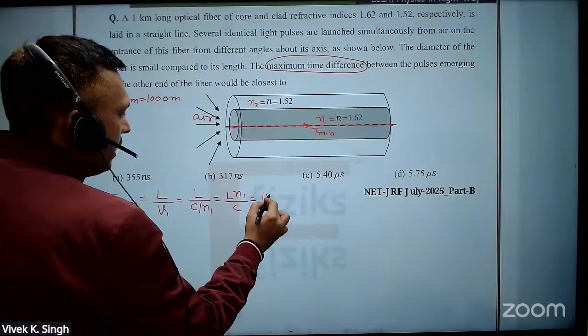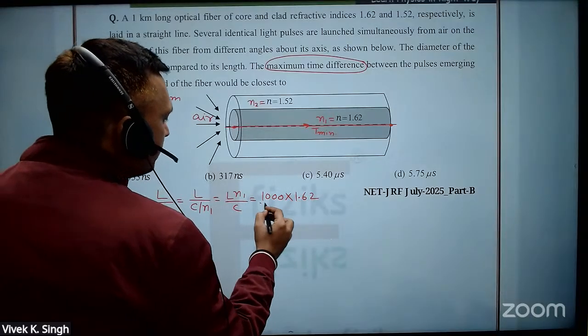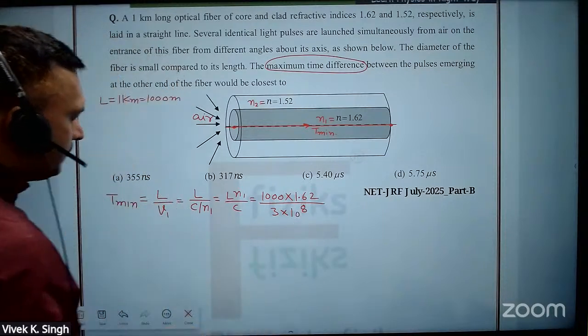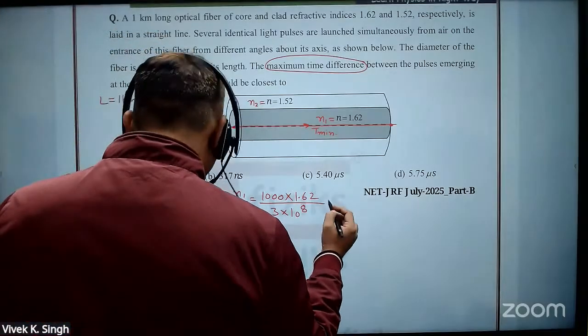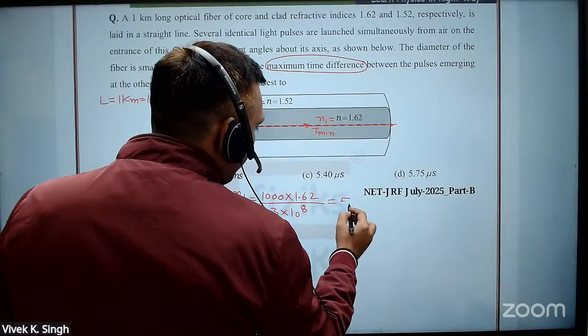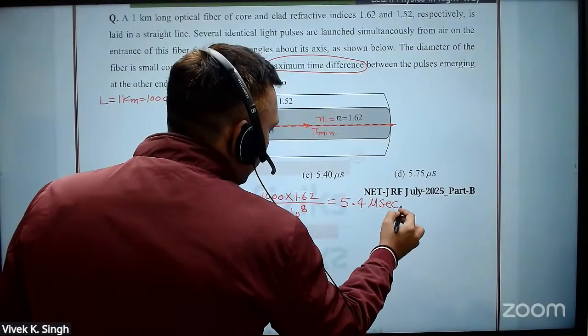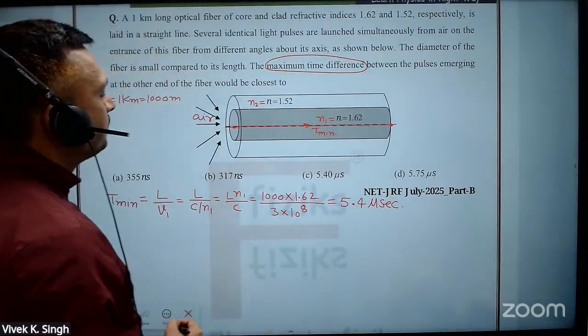L is 1000 meter, N1 is 1.62, and C is 3 into 10 to the power 8. Clear? So now if you check the numerical value, I think this will be 5.4 microsecond. You have to check it. I have already calculated this value. So that is 5.4 microsecond.